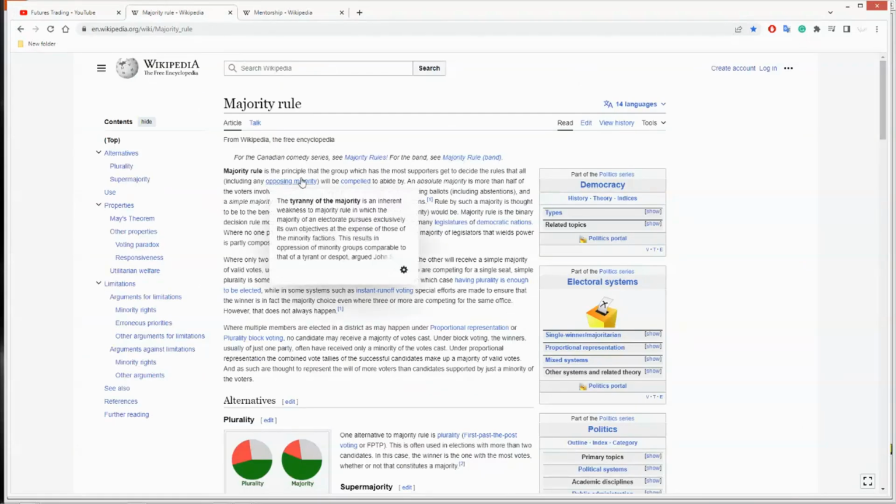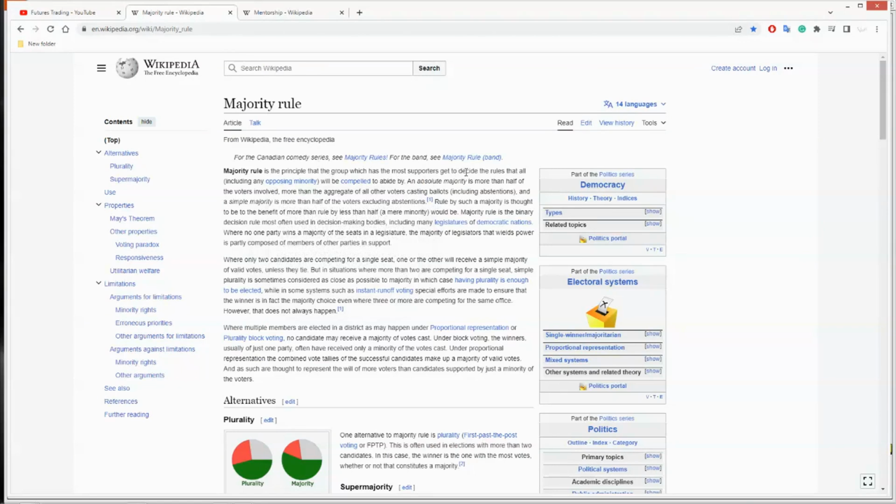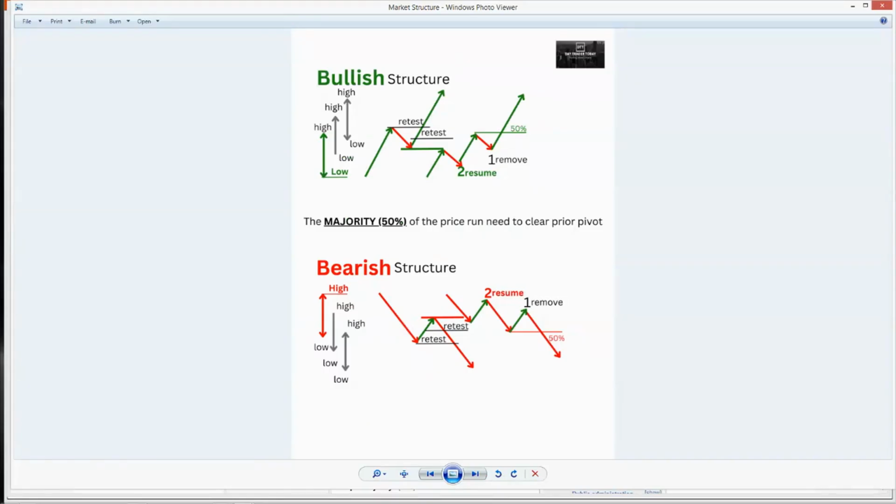The majority is the principle that the group which has the most supporters gets to decide the rule that all, including the opposing minority, will be compelled to abide by. Now, what does that look like on the chart? Let me get a diagram for you really quickly here. I want to show you something. This is what the majority rule is.